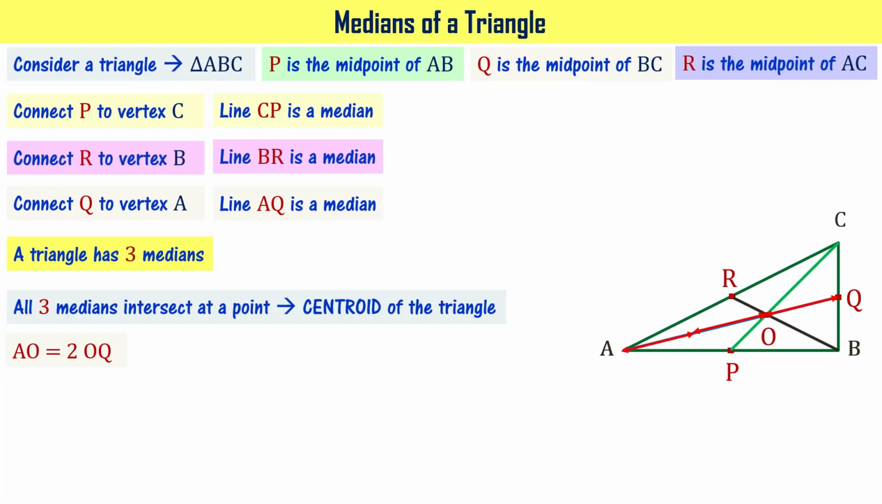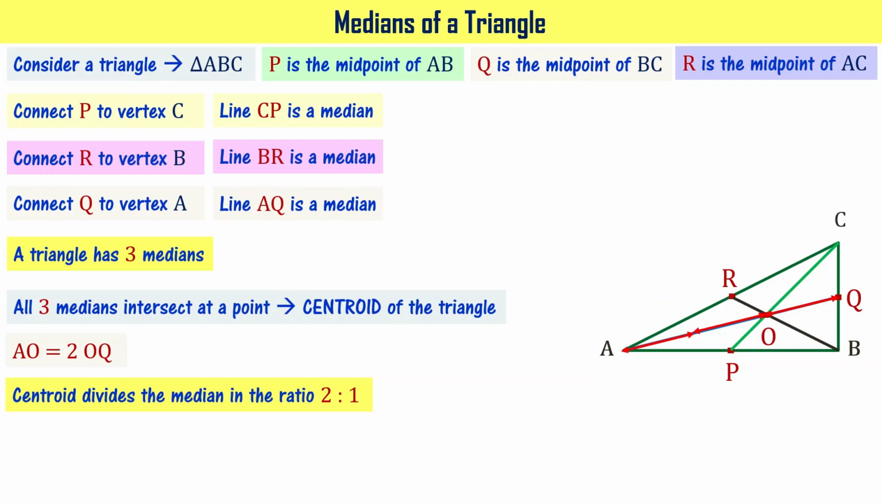From this, what I can say is the centroid is dividing the median in the ratio 2:1, right? This particular thing is applicable for other medians also, but I'm not showing it here. If you take the measure of OR and see the measure of OB, you will get the same relation again. The same is true with OP and CO.